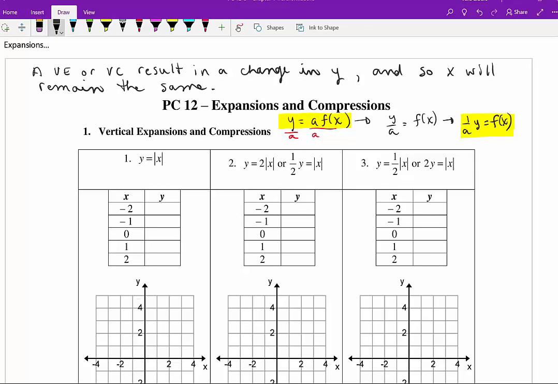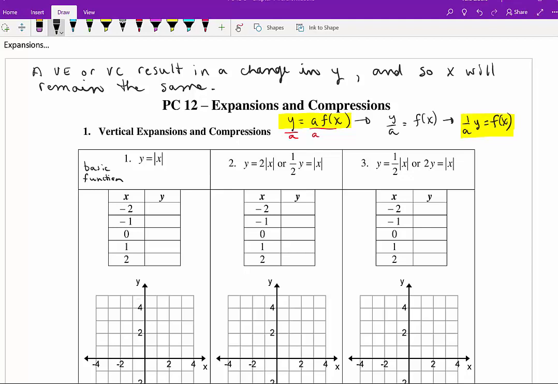Last year we did a lot of work with parabolas, and these kinds of transformations we did on a parabola, but in this example I'm going to use an absolute value graph, which you should be familiar with. For the first part of this lesson, we're just going to take a look at the basic function, y equals the absolute value of x. Because x is going to stay the same, I have arranged each table so that we have the same x values in each table. And what we're going to do is see how y changes.